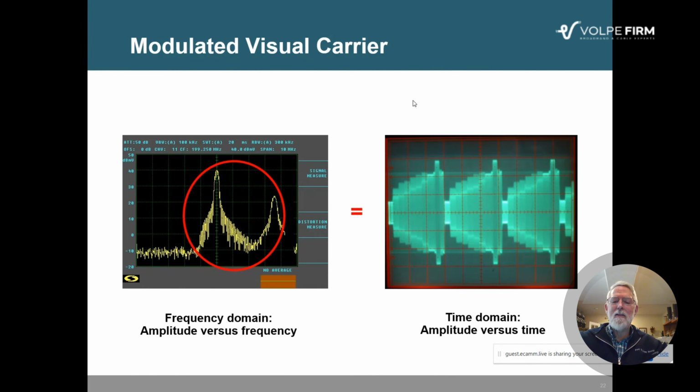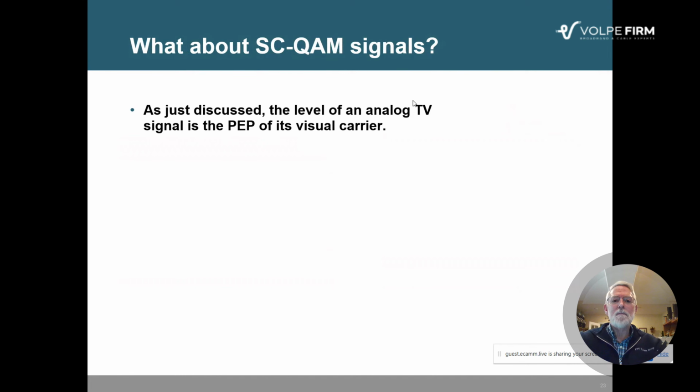So the right side is the time domain on an oscilloscope, where the vertical axis is amplitude, horizontal axis is time. On the left display, you see the frequency domain, which is amplitude on the vertical axis, and the horizontal axis is frequency. All right, what about all those single carrier QAM signals we have on our cable network?